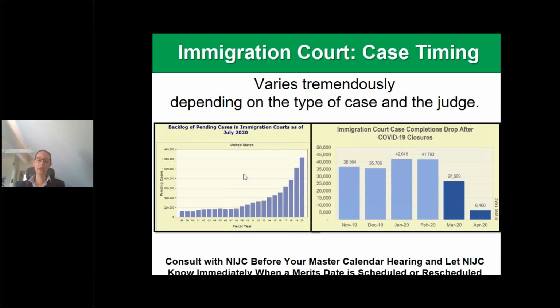This is generally where you will address any of the allegations made in the notice to appear and let the judge know that you are requesting asylum. That's when the judge will schedule you for a merits hearing date. It can take a very long time to get to your merits hearing date, but again, the timing really will vary depending on which judge you're in front of and what the situation is at the court.